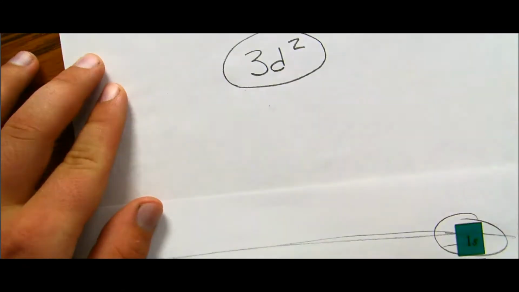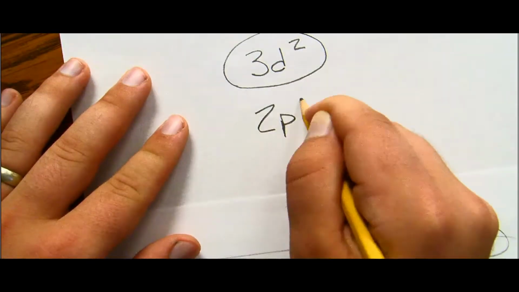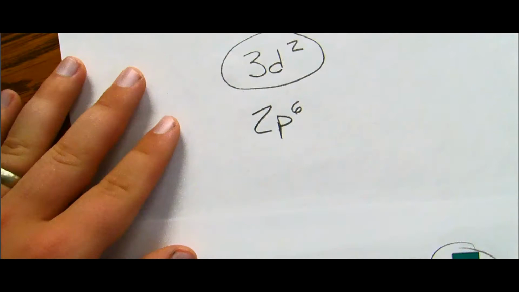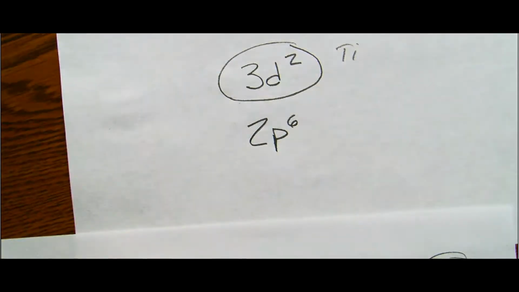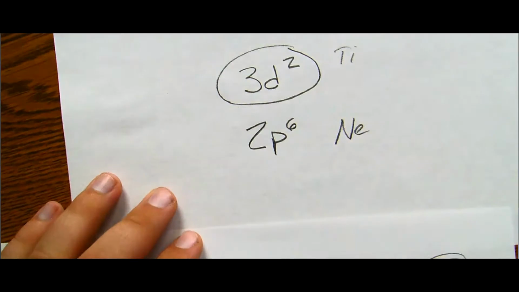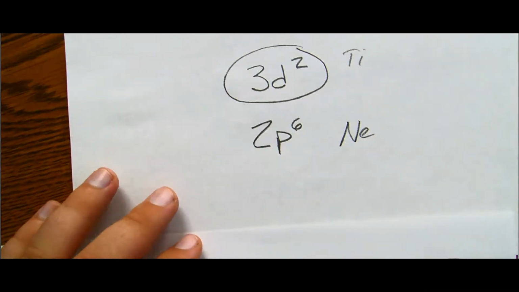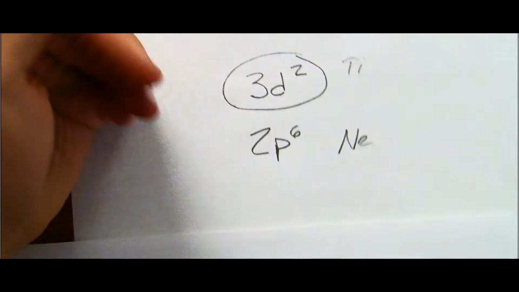That's the super shortcut, right? What if I ask, what is 2p6? What would 2p6 be? It would be, what the heck, Ne. Ne is 2p6, right? All right, so there's one last thing I'm going to show you. So that's the shortcut and the super shortcut.